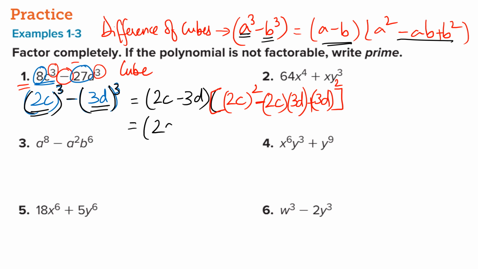So the final and correct answer for this question after opening the power: 2c whole square, use the calculator, the square of 2 is 4, so 4c square. The square of 3 is 9, so 9d square. And you multiply 2 with 3, 6cd. So this is the final factored answer for this question.